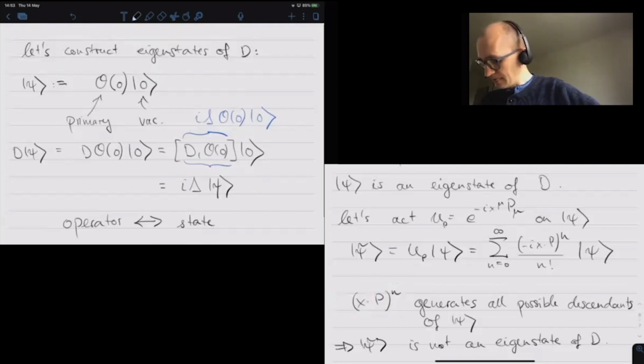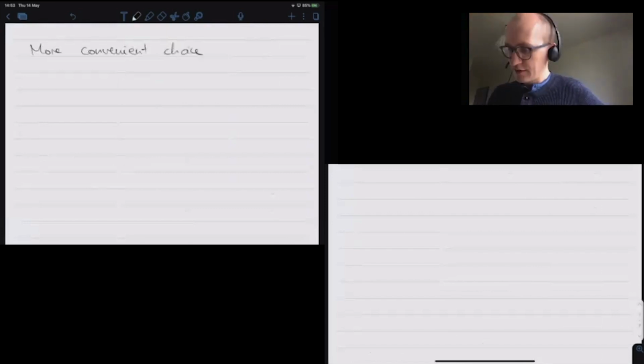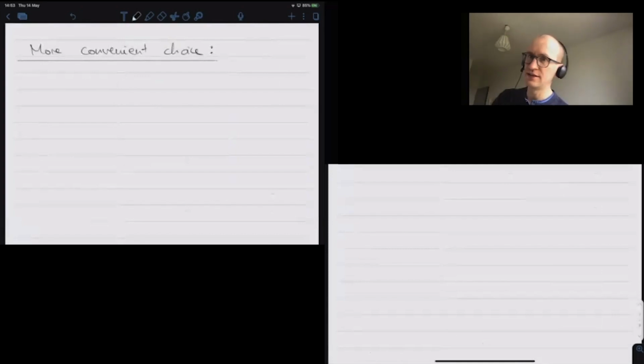So with this little side remark, let's now move on and talk about what is the more convenient choice. So this will be the radial quantization, and as I already said, that will at first seem a little bit unfamiliar, but then after the break, we will go to a perspective in which this starts looking much more familiar, which is possible to do thanks to conformal symmetry.